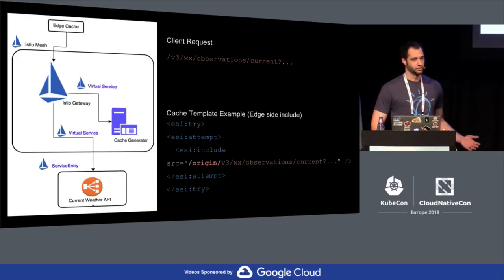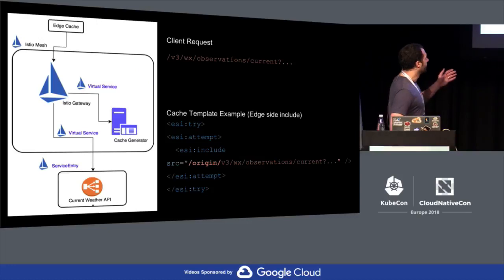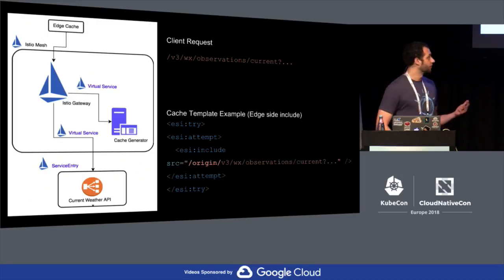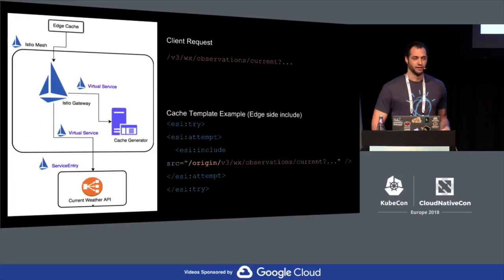And if it needs to retrieve the data, it'll actually go back through the gateway and then to the current weather API. On the right side here, it shows kind of what the cache generator is actually doing. So if somebody calls our current weather endpoint, which is v3wx observations current, the cache generator actually changes that URL and adds /origin in front of it. So if it does make a second request, we know by path-based routing that request actually needs to go to the backend. And this is an ESI template. A lot of edge servers support this as well.